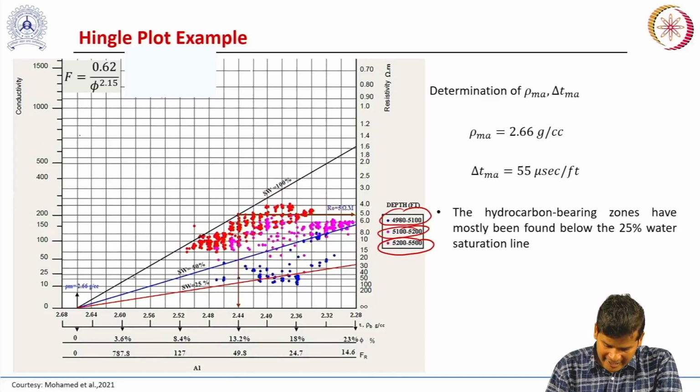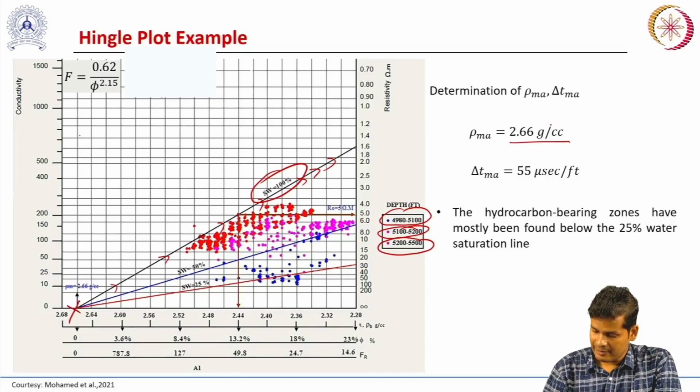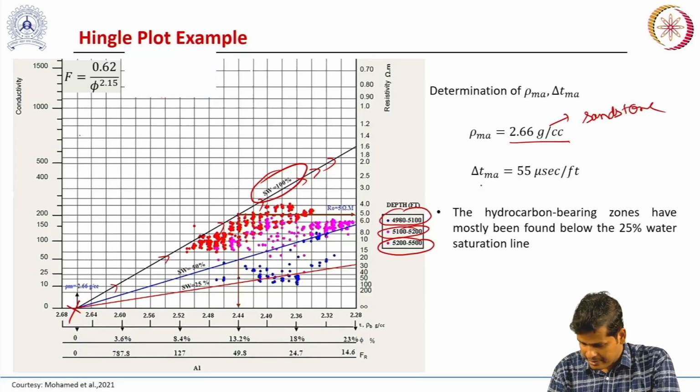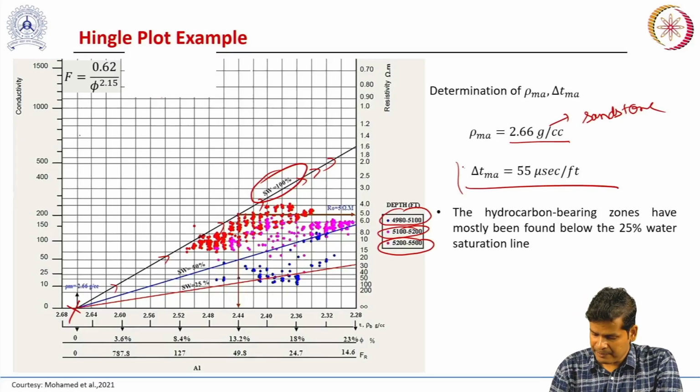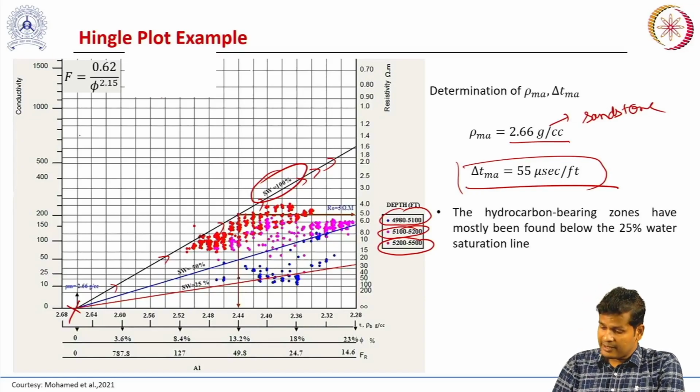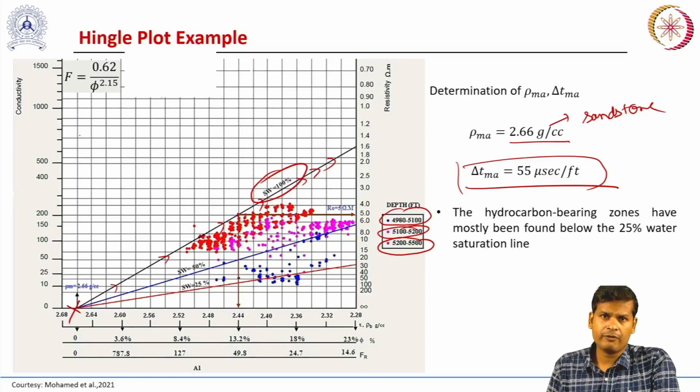So a water trend line has been drawn. You can see this is my water trend line where SW is equal to 100%. Matrix density has been estimated as 2.66 gram per cc. That means the formation is most likely to be sandstone. The graph was also prepared in terms of travel time. Delta t ma has been estimated around 55 microseconds per feet, which again agrees with the value of rho ma, that is it is most likely to be a sandstone formation.